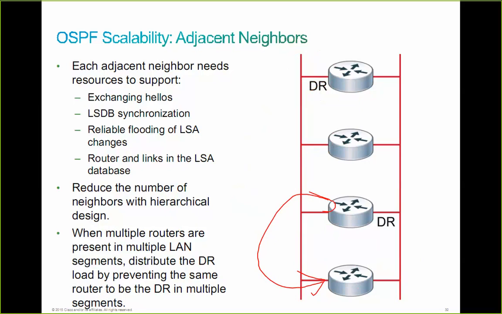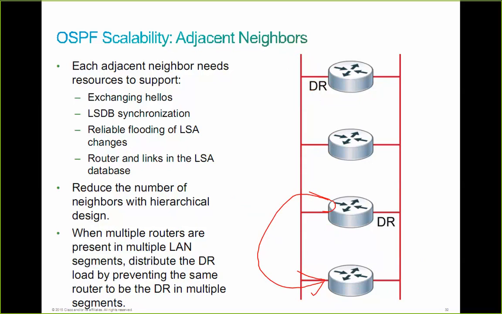They're not fully adjacent with each other. They're a two-way adjacency, right? They form a two-way adjacency with each other. In other words, they know that they exist. They know that they can become neighbors if they have to.